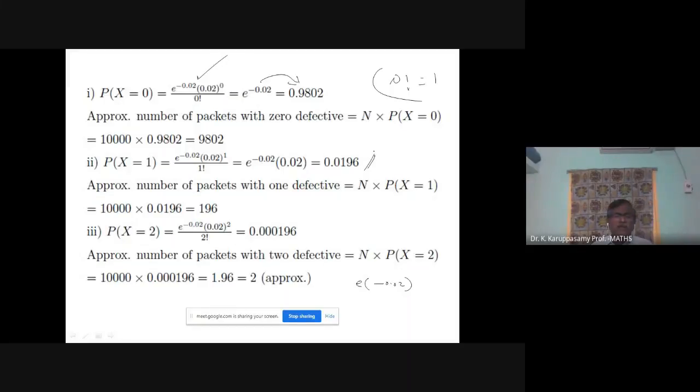Then probability of x equal to 2 is a very, very small number, for 2 defective items: 0.000196. So out of 10,000 packets, how many packets can we expect with 2 defectives? It is very rare: 1.96, approximately 2.